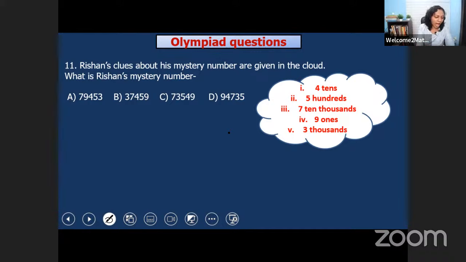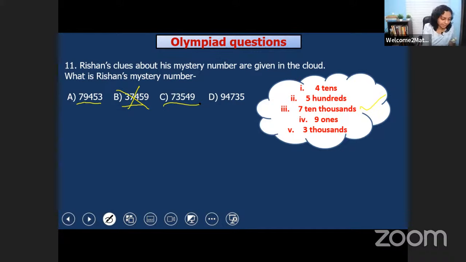You see, here the highest place is 7 10,000. That means the number will start from 7, because all the other things are lesser than 7 10,000. That means 70,000. So the number will start with 7. Let's see the options. In option A is 79453. In option B is 37459, so it can't be our answer. Let's eliminate this. This is the wonderful process, elimination. And option C, you can see it also starts with 7: 73549.